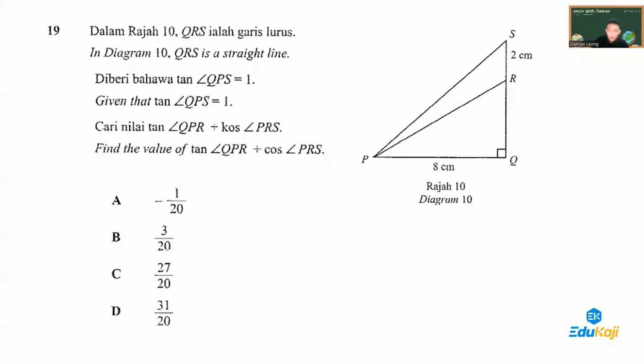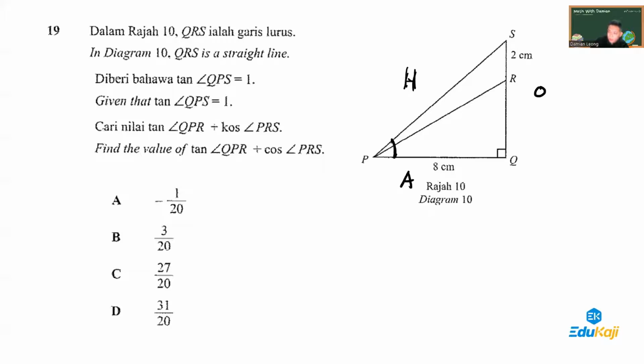Question 19. QRS is a straight line. I know tangent QPS is 1. So I want tangent angle QPR plus cos angle PRS. So the tangent of this angle QPS is 1. So if I use this triangle, opposite, adjacent, hypotenuse. The opposite of the angle is opposite. Hypotenuse is always opposite of the right angle.